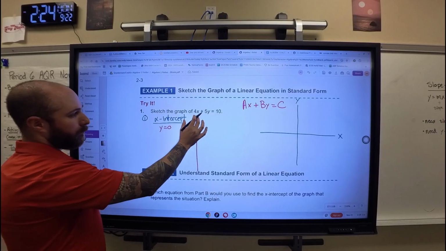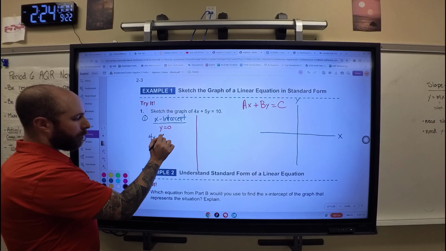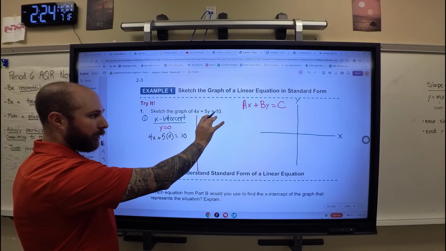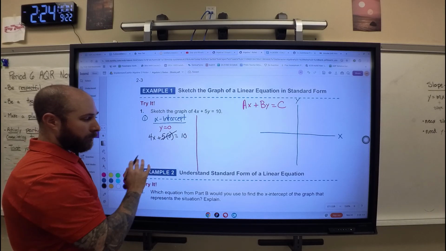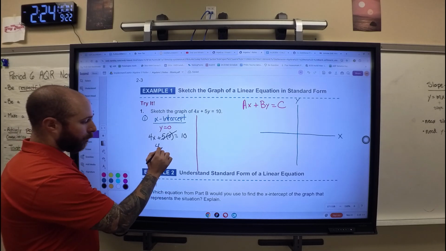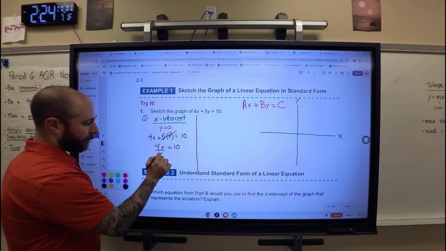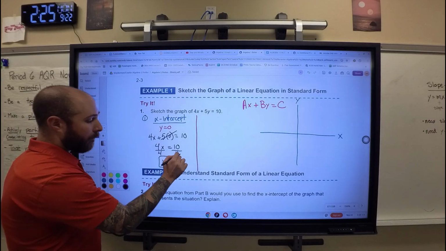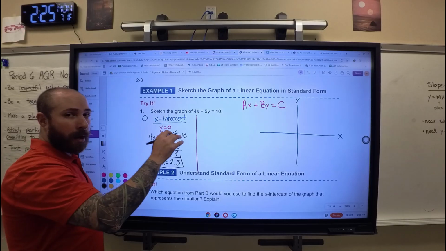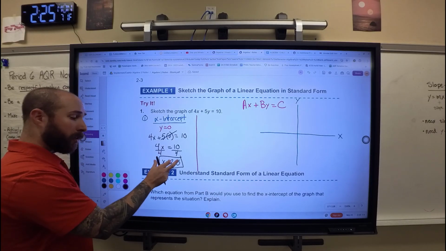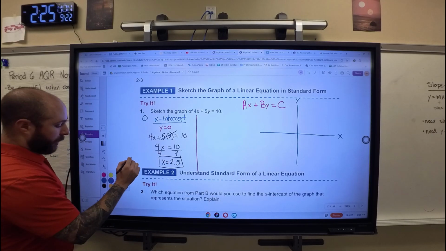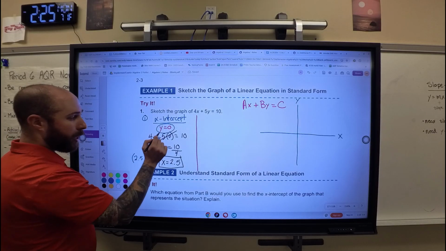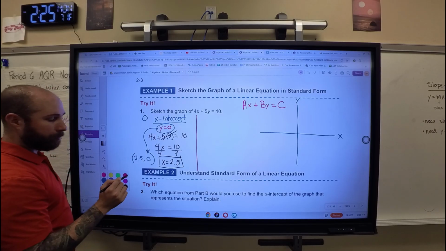So if we do that for our equation here, we're going to have 4x plus 5 times our 0 equals 10. We just replaced in this equation. 5 times 0 becomes 0, so we have 4x equals 10. Divide by 4, and we get x is 2.5. So that tells us the x value for where this graph crosses the x-axis. And remember, we can write that as a point. It is at the point of 2.5 comma 0, because we already said, hey, my y value is 0.